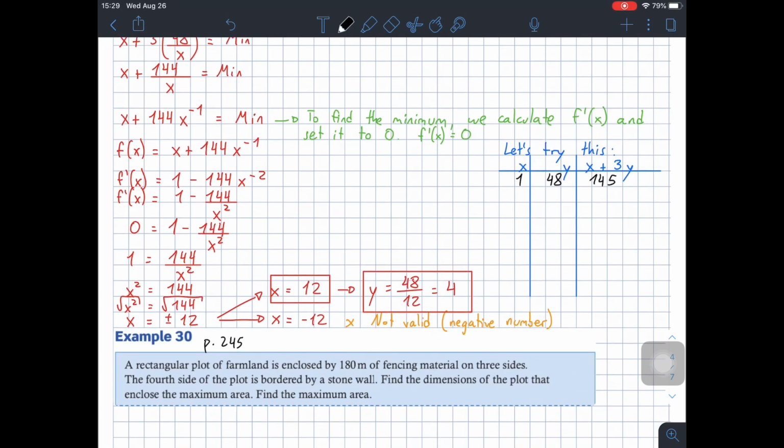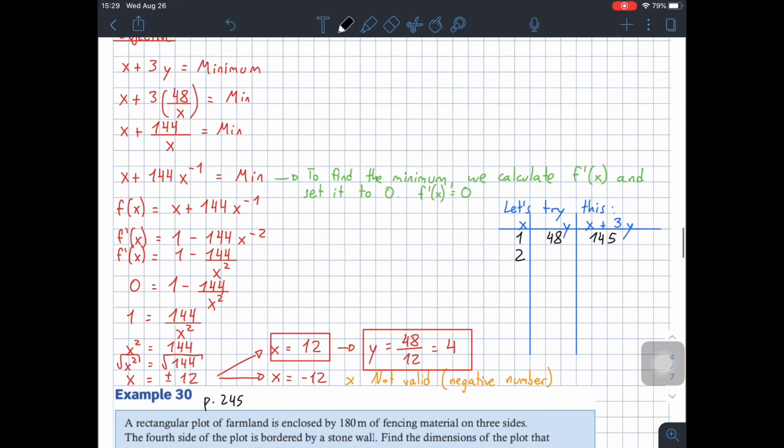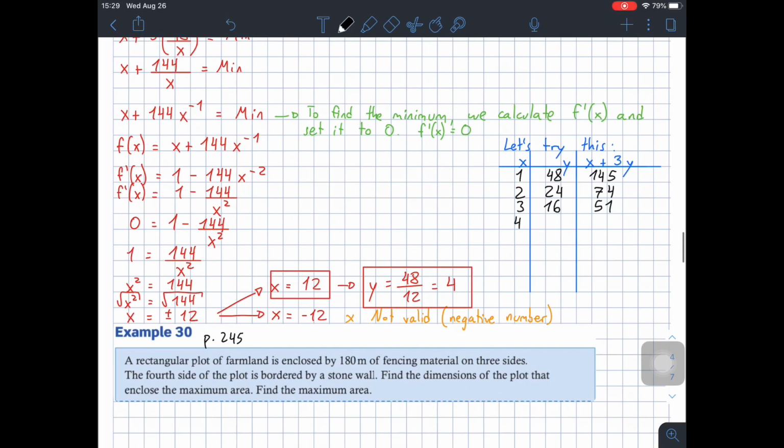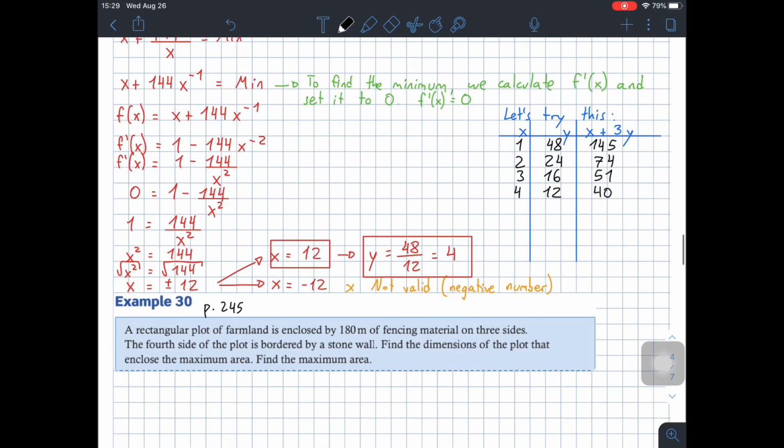Then another pair of values would be, for example, 2 and 24, right? If we apply the formula, we get as a result 74. Then another pair of values would be 3 and 16. If we apply this to the formula, we get 51. Then 4 and 12 is another pair of values. This would give us 40.